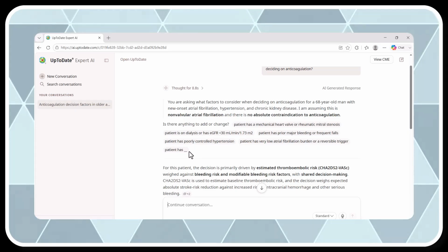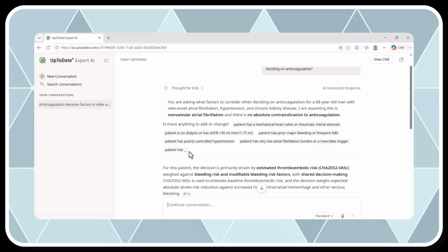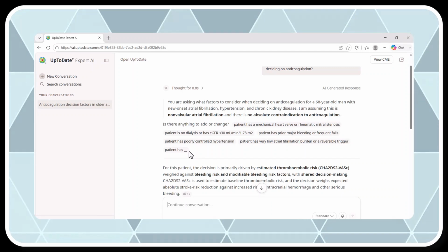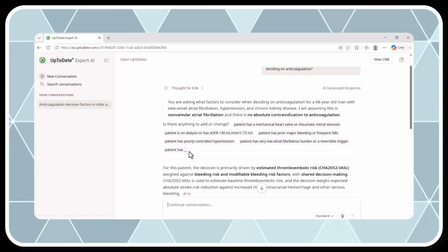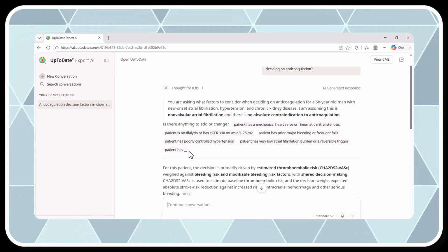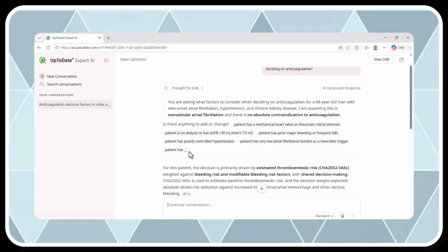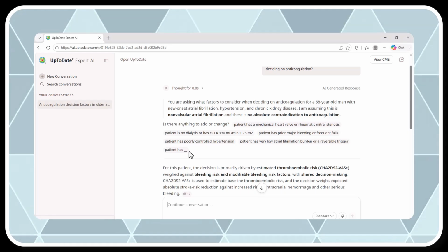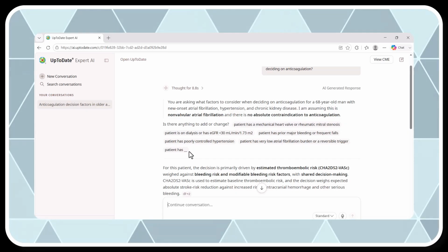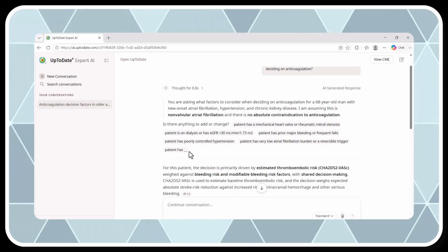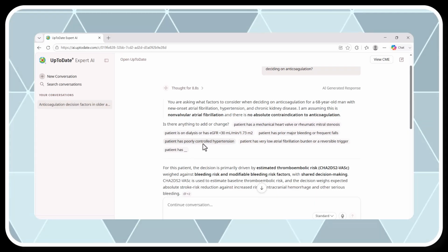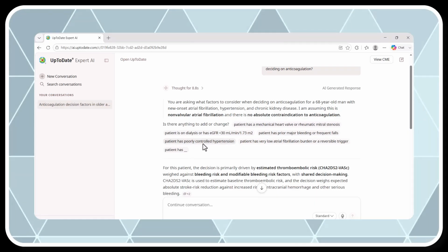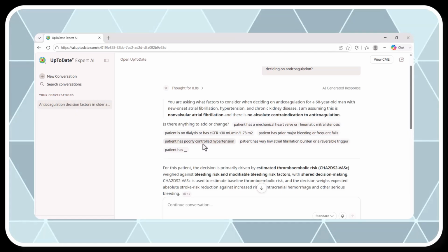This clarification step is particularly important when using AI for clinical questions. A short clinical question can leave many important details unspecified. Instead of immediately generating a long answer based on potentially incorrect assumptions, Expert AI makes some of those assumptions visible to the user.